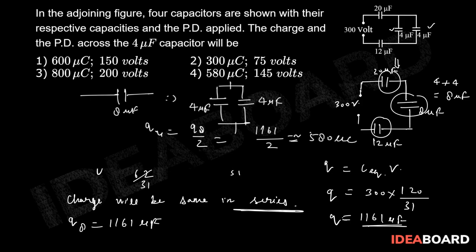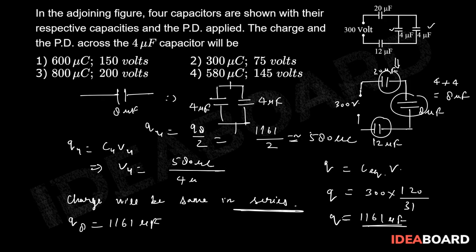Now we can find out the potential drop across the 4 microfarad capacitors, right? So how do we get it? Simply Q4 will be C4 into V4. So V4 will be Q4, which we earlier calculated as 580 microcoulomb, divided by 4 microfarad, which will give you 145 volts, right?